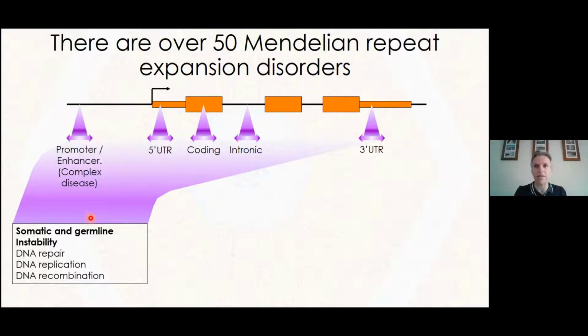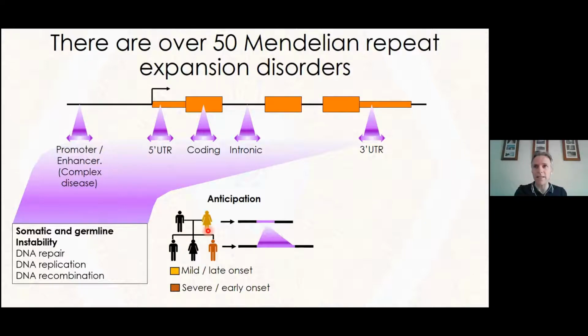As a result of this unusual dynamic phenomenon, we see in these families the phenomenon of anticipation, where disease onset is typically earlier and symptom severity can sometimes be more severe in successive generations of a family. And this is typically correlated with an increase in the size of the repeat.